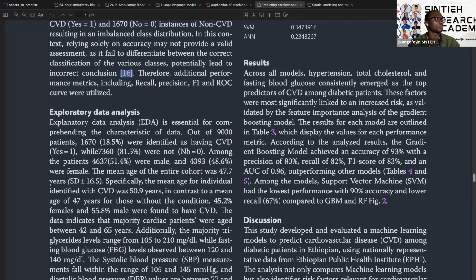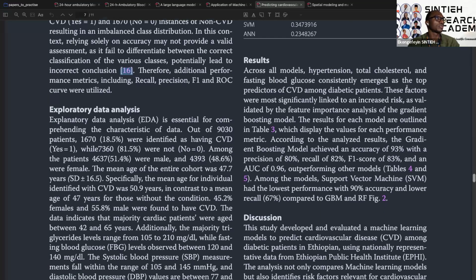But again, now we come and look at the results section and see what they describe. So across all models, total cholesterol, hypertension, and fasting blood sugar consistently emerge as top predictors. So all the models predicted hypertension, and these are the big risk factors. These risk factors were consistently linked to increased risks, validated by feature importance analysis across the gradient boosting model.